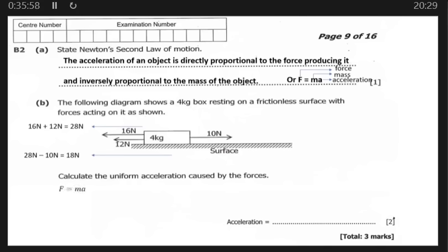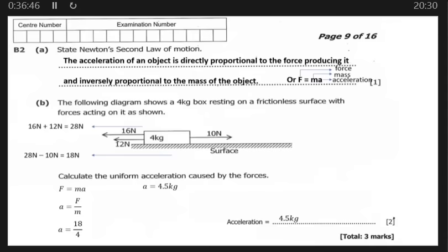So we know that force is equal to mass times acceleration, and we are being asked to find the acceleration. So make acceleration the subject of the formula, as in acceleration is equal to force divided by mass. Then we'll substitute where there's force, we'll put that 18 newtons, where there's m, we'll put 4 kilograms. Then it will be 18 divided by 4, which will give us 4.5. Instead of being kilogram, it should be meters per second squared. So our answer is 4.5 meters per second squared.